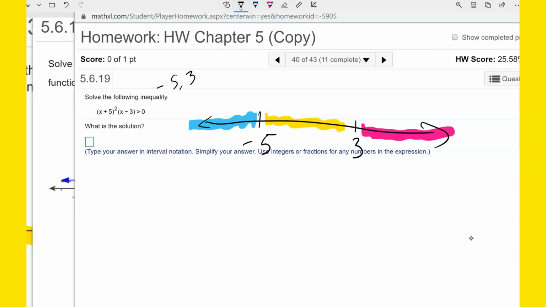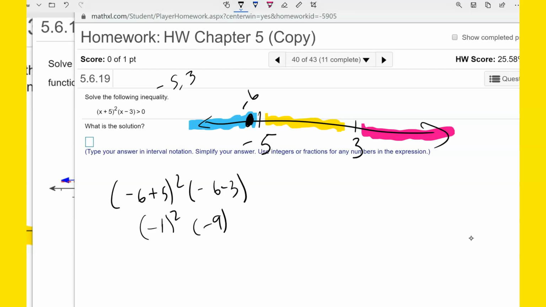So maybe I could test -6. Let's test -6. So -6 plus 5 squared times -6 minus 3. Well, what's that going to be? -6 plus 5 is -1 squared, and that's going to be -9. That's 1 times -9, which is -9. Is -9 greater than 0? Is that true? No, it is not true. So that means this region is not one of the solution regions.